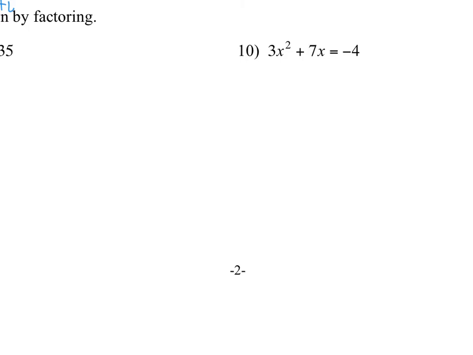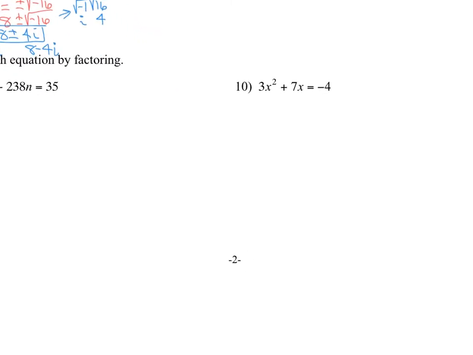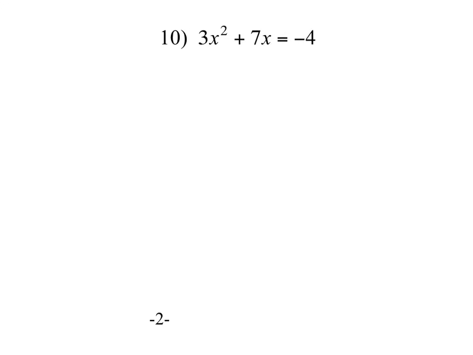All right, so now we're going to take a look at solving an equation by factoring. So the first thing we need to do is factor. And in order to do that, we have to move everything over to one side. So I'm going to take a look at number 10 here, and I'm going to add that 4 to both sides so that we're equal to 0.